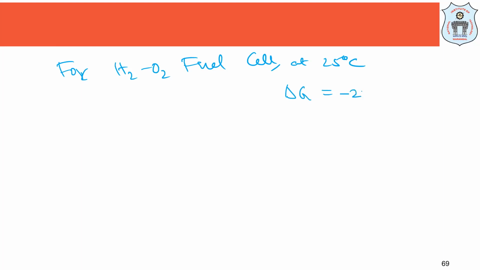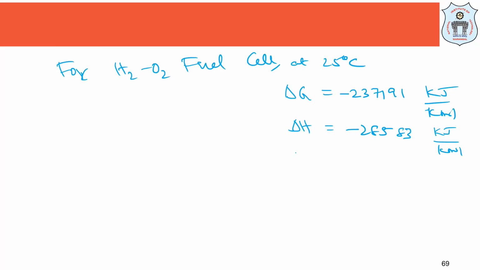Now we should be able to calculate the theoretical maximum possible efficiency of a hydrogen oxygen fuel cell at 25 degrees Celsius. Delta G is given by minus 237191 kilojoules per kilomole, and delta H is given by minus 285830 kilojoules per kilomole. Then what is the efficiency? Determine the efficiency of the fuel cell.